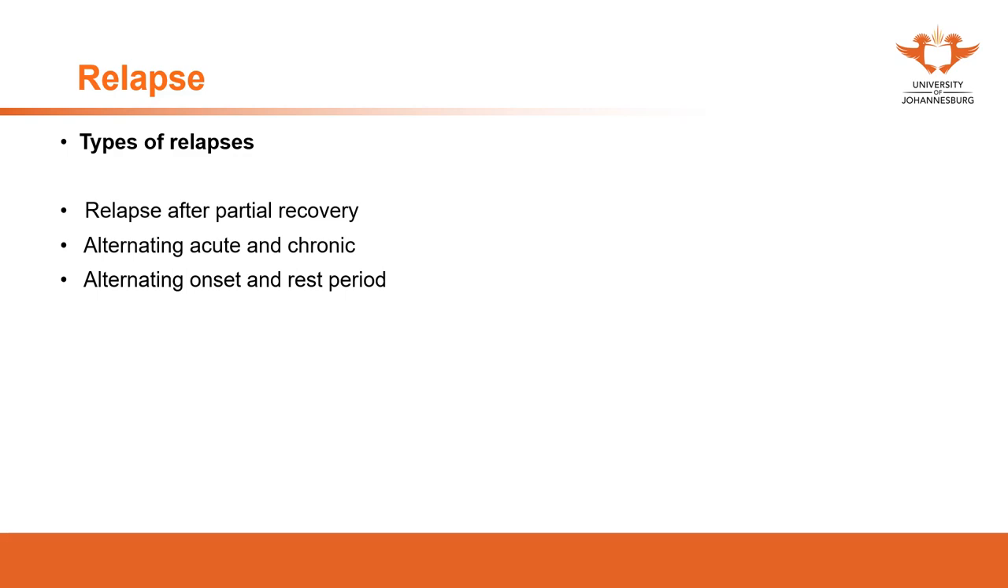Alternating acute and chronic. In this situation, it's acute attack and chronic situation. It comes and goes. Sometimes it recovers, sometimes they have the symptoms. These examples can be such as the pathogen due to the stones, such as gallbladder stones or kidney stones.